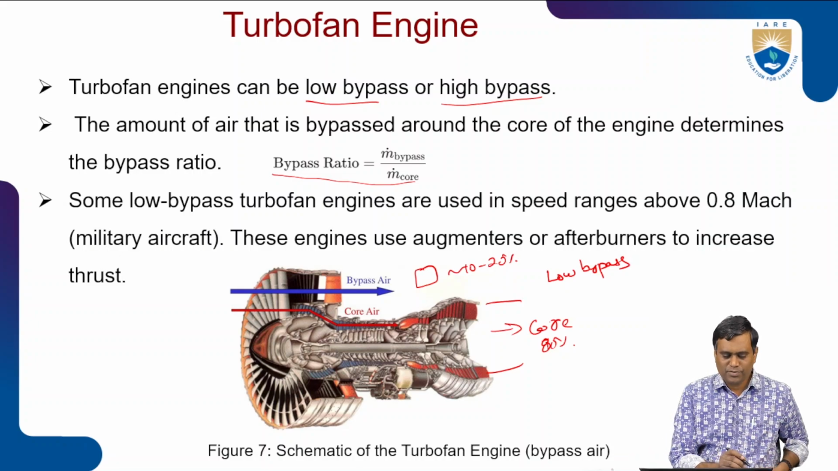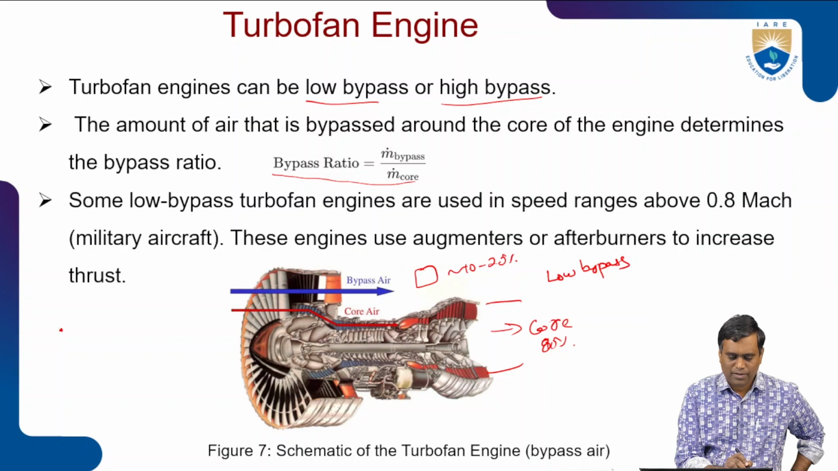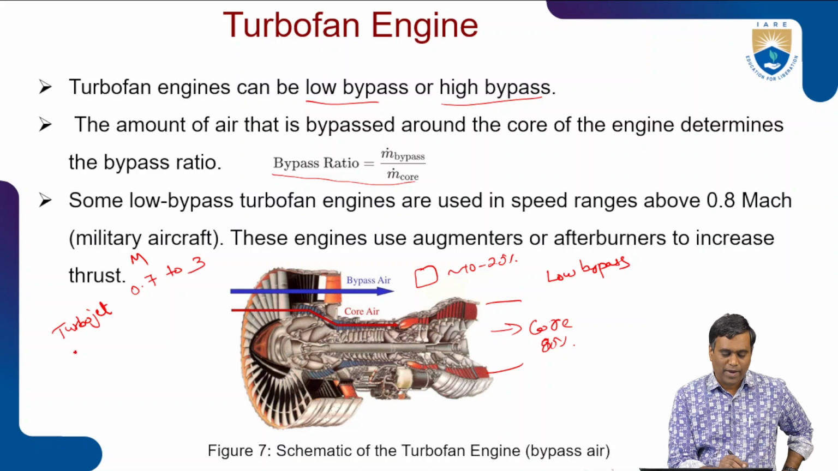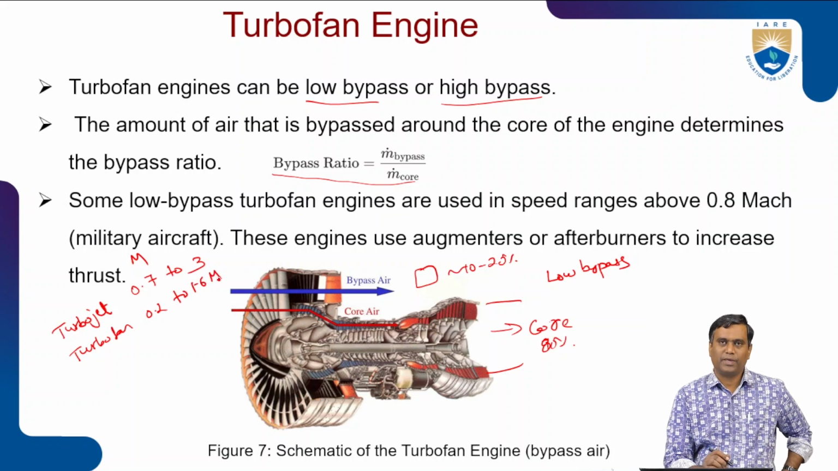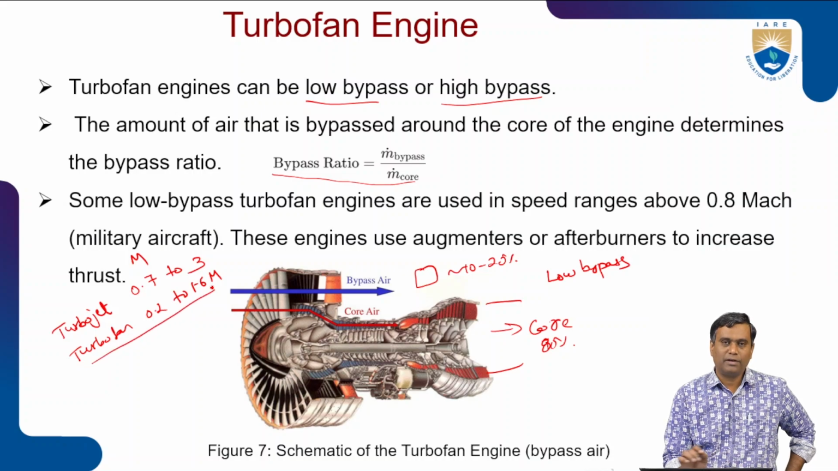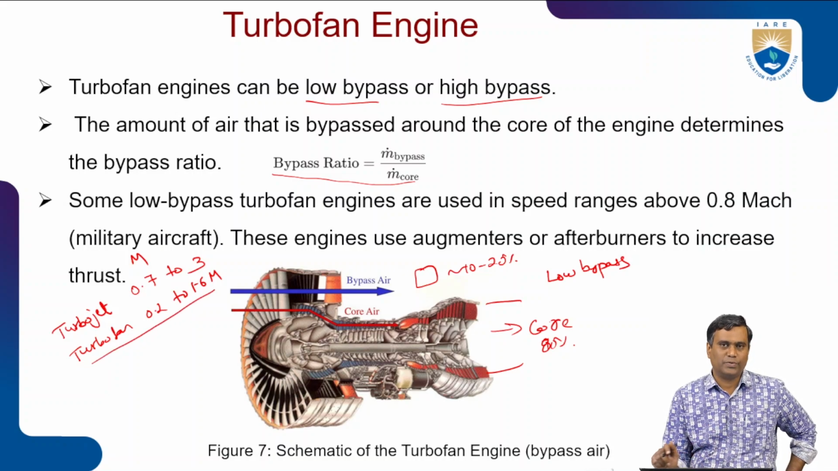So lower speeds means usually, if you see, a turbojet can be operated from Mach 0.7 to Mach 3, right? A turbofan is suitable from 0.2 to 1.6 Mach maximum, right? 1.6 maximum. So turbofans are suitable for lower speeds and lower altitudes.